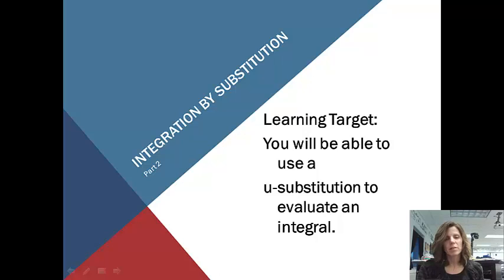In my last video, when we were using a U-substitution to evaluate an integral, everything turned out really nice and clean and everything was there and we got to cancel everything out. Well, what do you do if everything doesn't cancel out? At the end of this lesson, you'll still be able to use a U-substitution to evaluate an integral, but we'll just have a few tricks that we'll have to use in between.